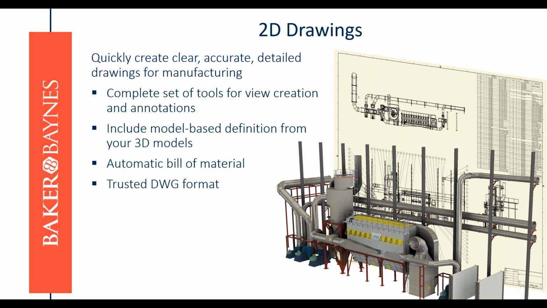Now, 2D drawings. You made a great design. Don't let the documentation slow you down. Autodesk Inventor helps you to quickly get the information you need to manufacture. You will find a complete set of tools for clear communication to the shop floor. Include the model-based definition from the model. And Inventor uses the DWG format for seamless interoperability with AutoCAD. You can quickly create clear, accurate, detailed drawings for manufacturing. Complete set of tools for view creation and annotations. Include model-based definitions from your 3D models. Automatic bill of materials and trusted DWG formats.